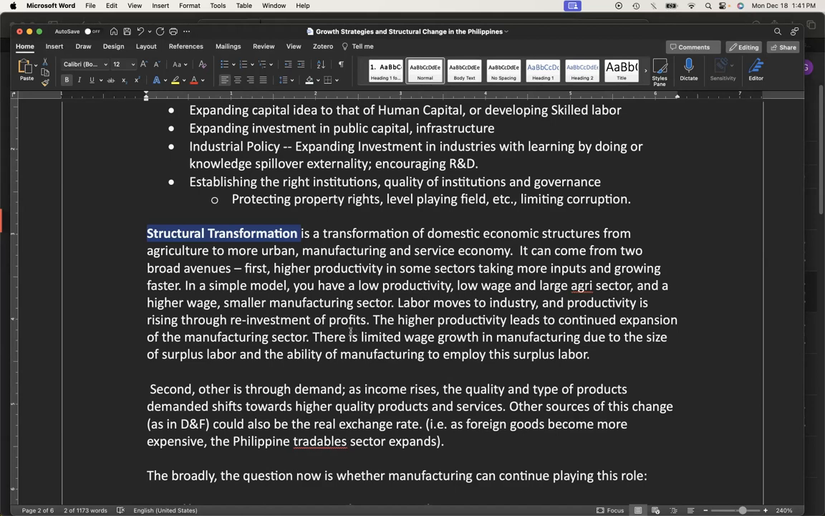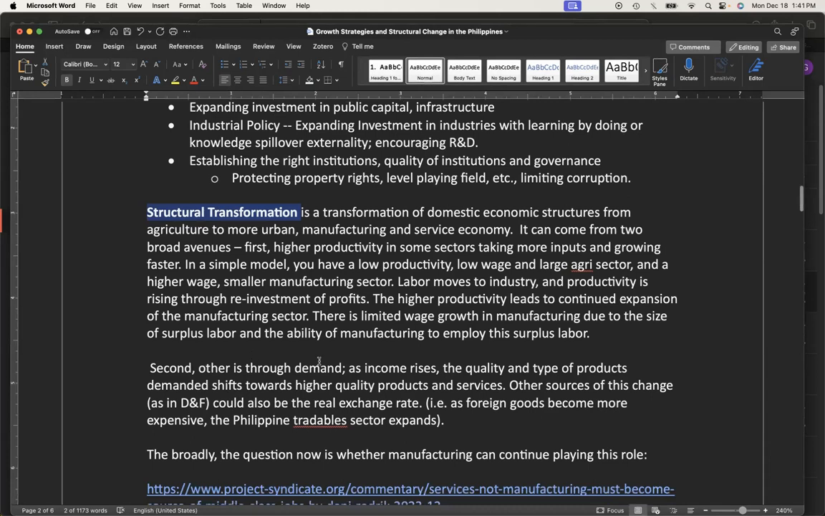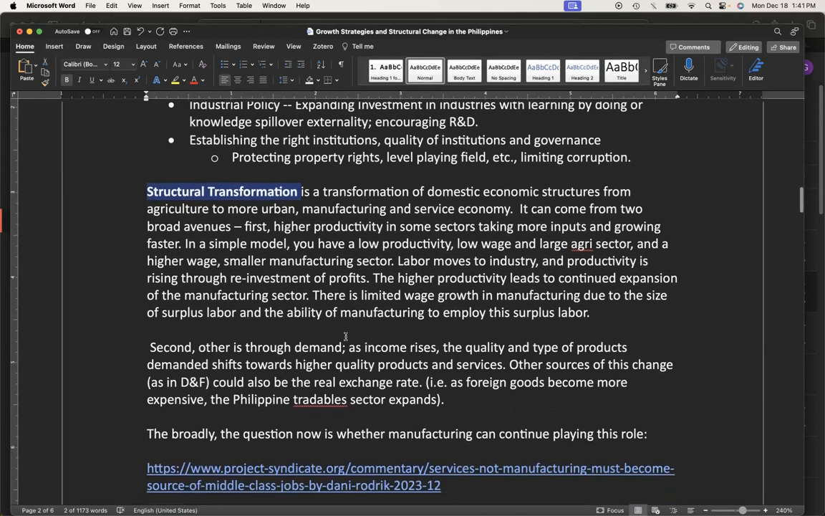And yes, I just wanted to read this. Higher productivity leads to continued expansion of the manufacturing sector. There's limited wage growth due to the size of the surplus labor in agriculture and the ability of manufacturing to employ this surplus labor through reinvestment of profits.